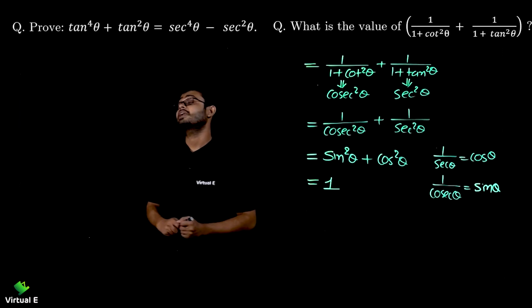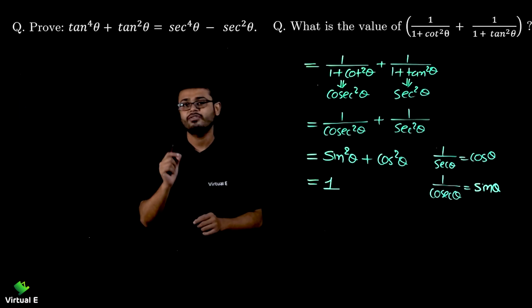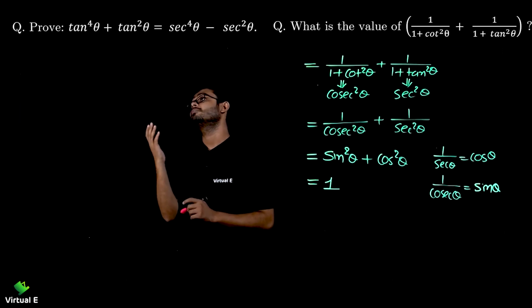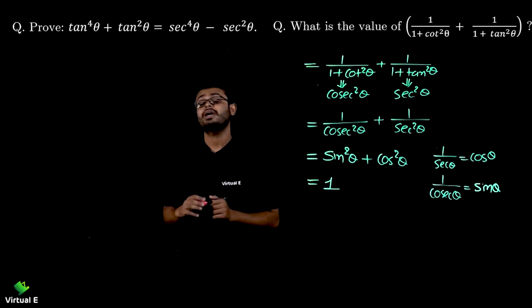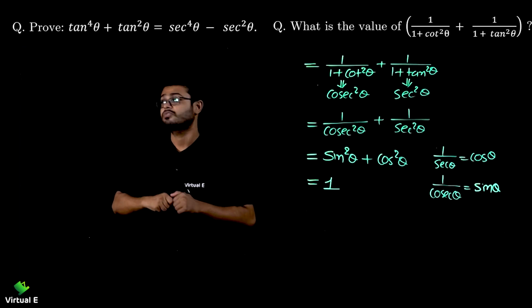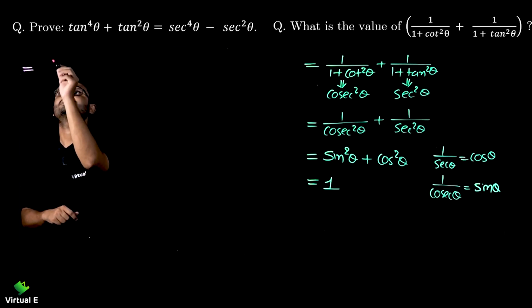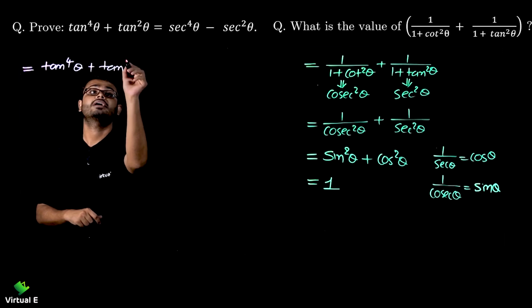So prove that tan raised to 4 theta plus tan square theta is equal to sec raised to 4 theta minus sec square theta. We don't have any identity for tan raised to 4 theta so far, right? Okay, let's try to solve whatever we can do so far. Let's do it. So here let's write the LHS, tan raised to 4 theta plus tan square theta.